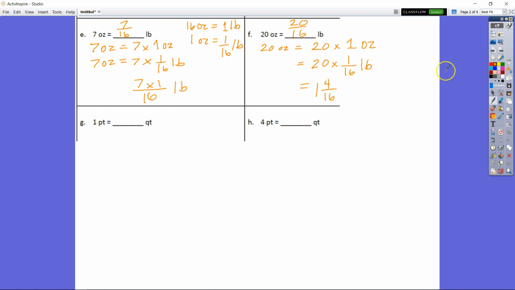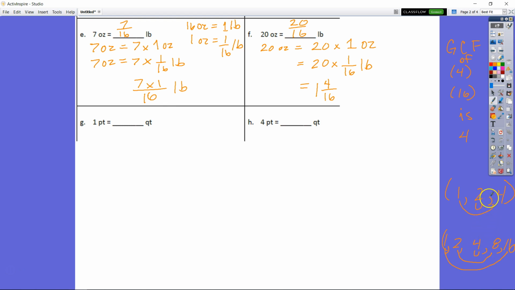We know that the greatest common factor of 4 and 16 is going to be 4. The GCF of 4 and 16 is 4. Remember, what times what equals 4? 1 times 4 and 2 times 2. What times what equals 16? 1 times 16, 2 times 8, and 4 times 4. So if we bridge those together, 1 and 16 go together, 2 and 8 go together, and 4 and 4 go together.